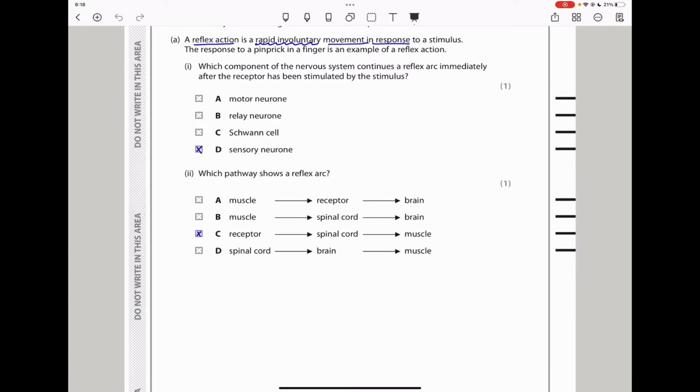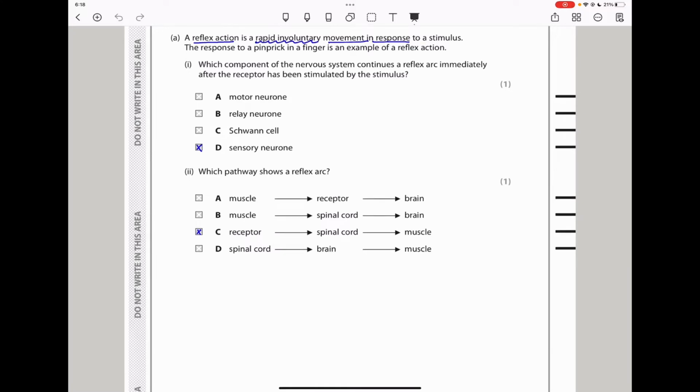The next part says, which pathway shows a reflex act? So here I chose C, which is the receptor. Then it's carried through the sensory neuron to the central nervous system, in this case the spinal cord, and then through the motor neuron back to the muscle. So it should be a C here. The others don't make sense. So let's continue.